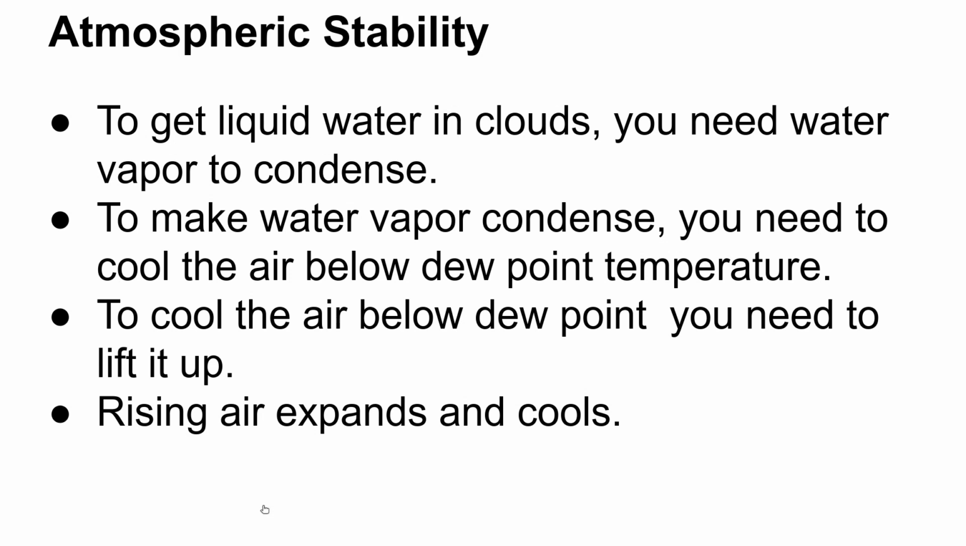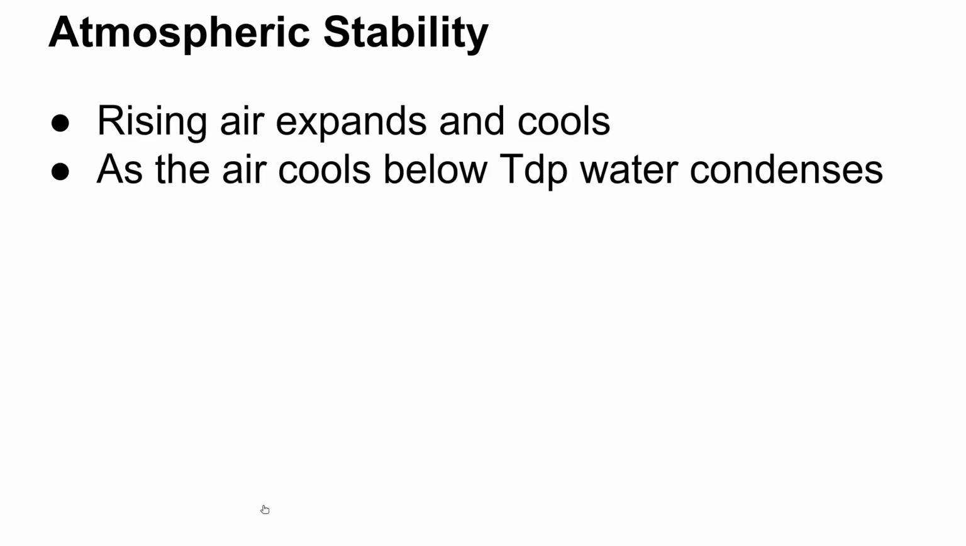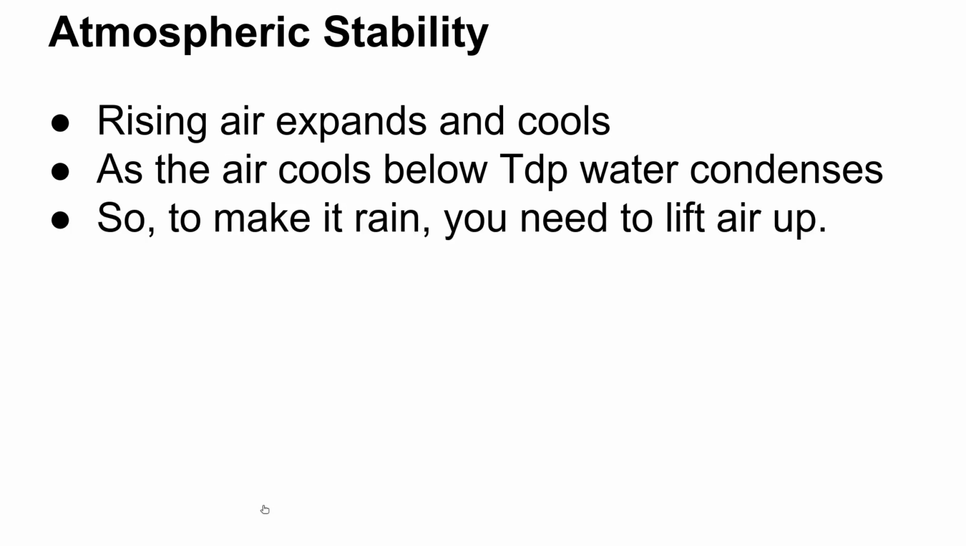Rising air, as it rises, the air pressure around it is lower. Remember, halfway up through the atmosphere is 500 millibars. At the surface, it's 1,000 millibars. So as the air rises, the air pressure around it is lower, so the air parcel expands. As it expands, it cools. Rising air expands and cools. As the air cools below the dew point temperature, water vapor condenses. So to make it rain, again, you need to lift air up.